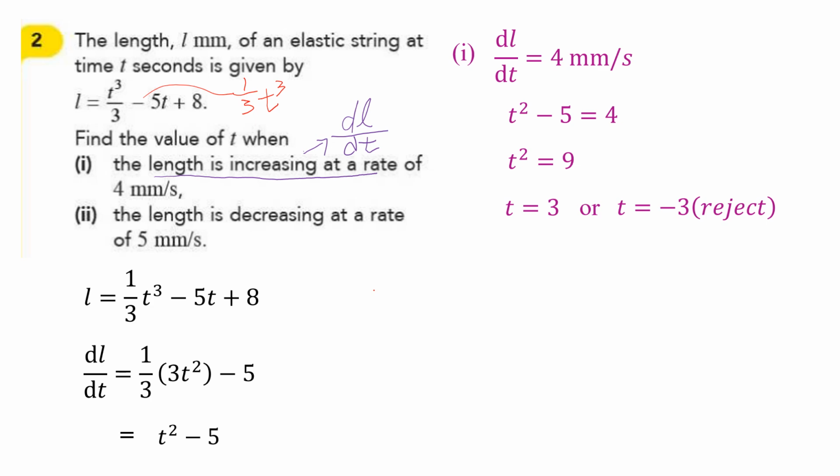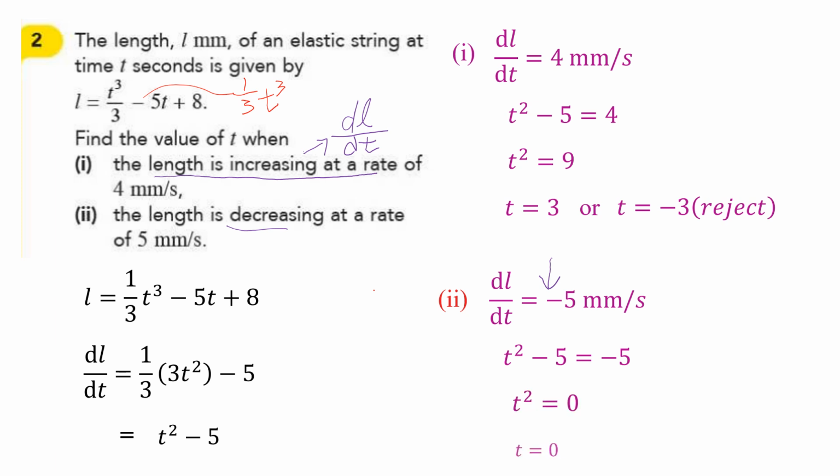Right, so part 2 is a bit tricky. Why a bit tricky? Because you're told that the length is decreasing. So therefore, remember to put your negative there. It's negative 5 millimeter per second because it's decreasing. So just differentiate between part I and part 2. Part I is a positive value because it's increasing. Part 2 is a negative value because it is decreasing. Right, so t squared minus 5 equals to negative 5. You end up getting t squared equals to 0, so t is equals to 0.